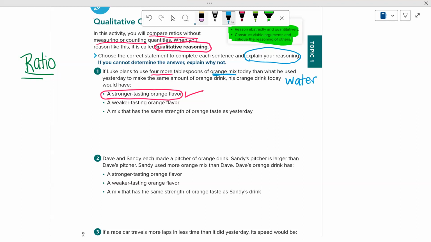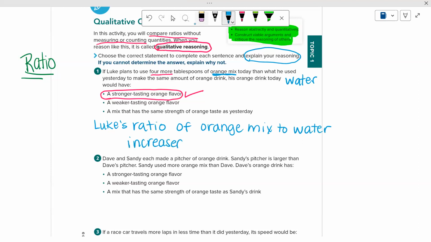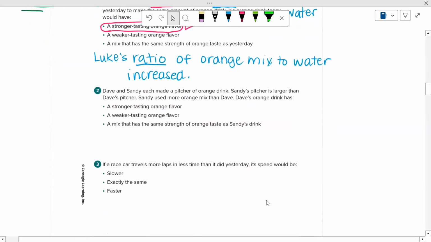So our reasoning is Luke's ratio of orange mix to water, it increased because he added more, and more is another word for increase, right? So there's that keyword of ratio. So we're comparing orange mix to water. We're going to do that for each one of these. If you need to pause the video, pause the video. If you need to rewatch the video, rewatch that part of the video. You can rewind me and listen to my voice again.